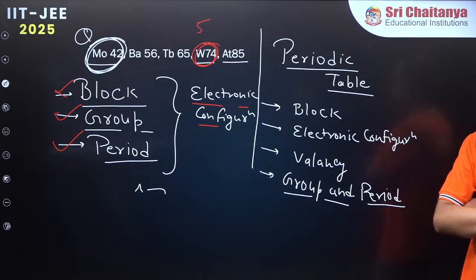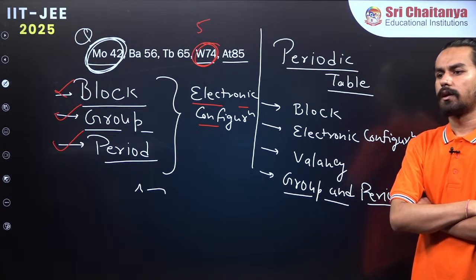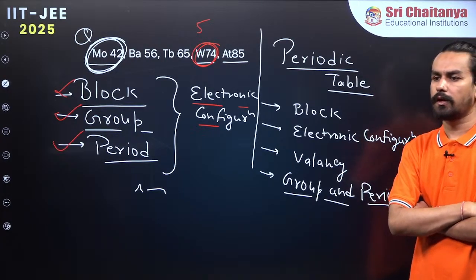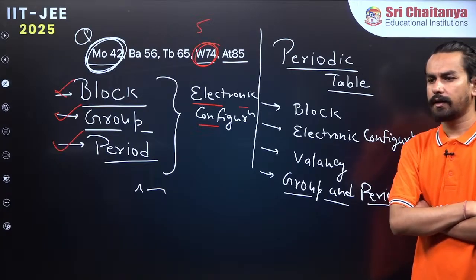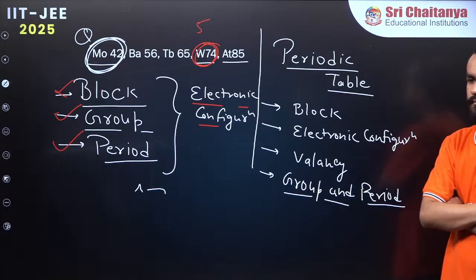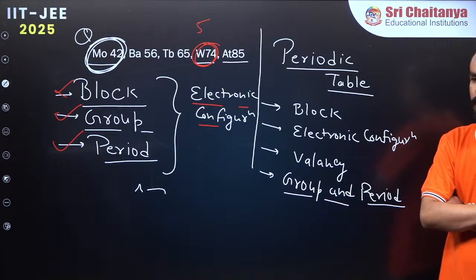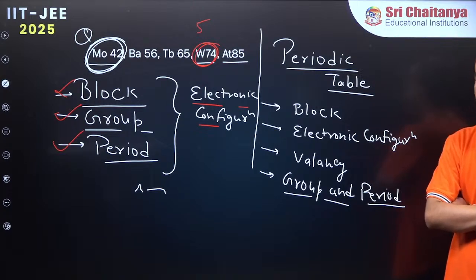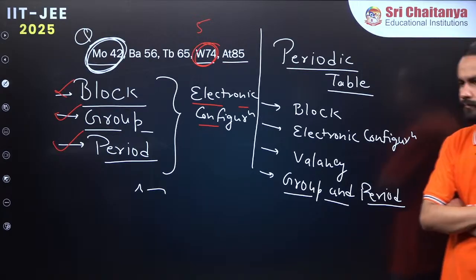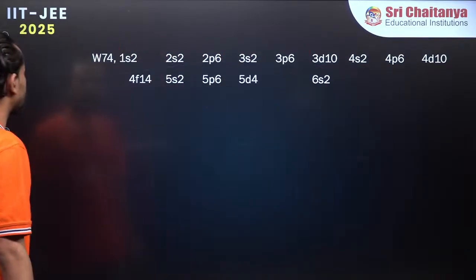W74. Sixth group, sixth period. Jitendra: sixth group, fourth period. Okay, let's see. Anybody else? Sixth group, sixth period. Apart from sixth group, fourth period. Okay, d block. Both 6 and 6. Okay, let us see what is there in W.